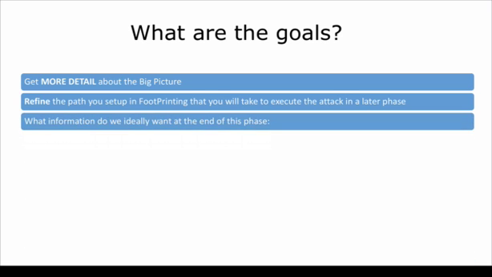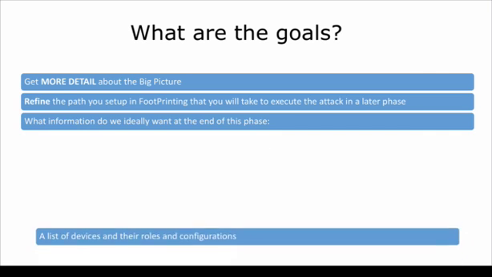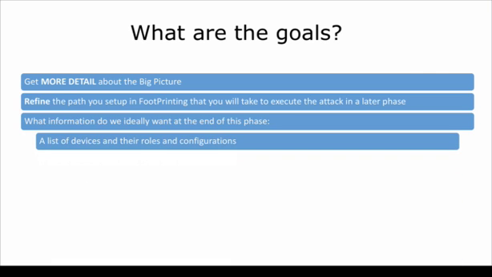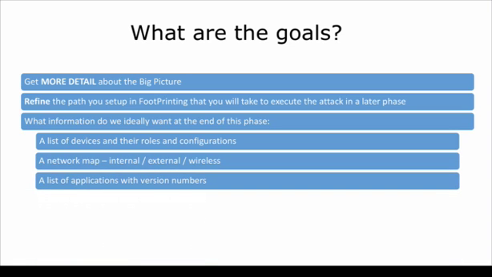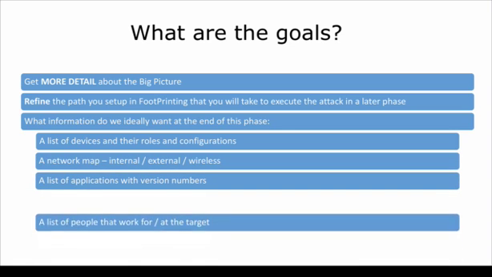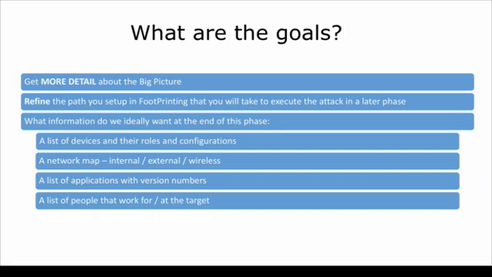What information do we ideally want at the end of this phase? Well, it's pretty much exactly the same as the footprinting phase. The only difference is we want even more detail. So we still want a list of devices and their roles and configurations, and a network map, and a list of applications with version numbers, and a list of people that work for or at the target.